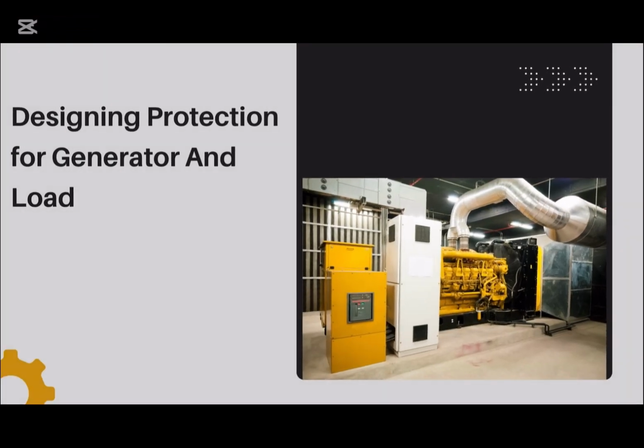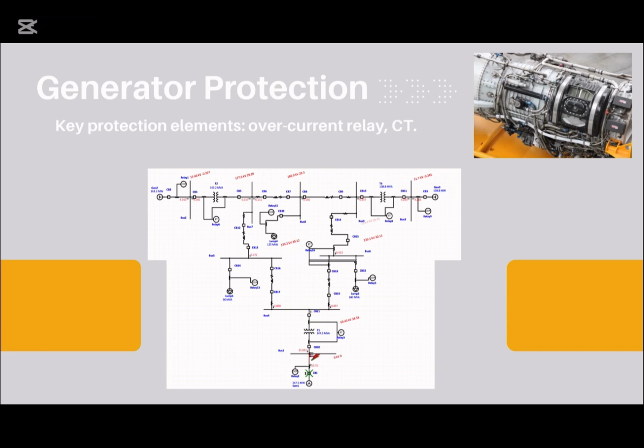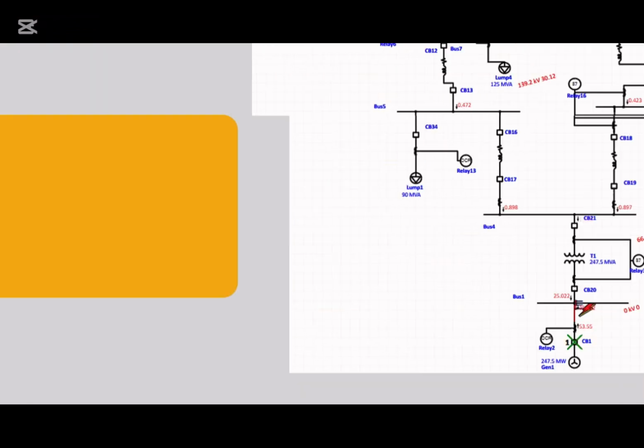For designing protection for generators and load: generators are protected using overcurrent relays connected to CTs. This detects excessive currents and trips the breaker to prevent damage, as shown here.